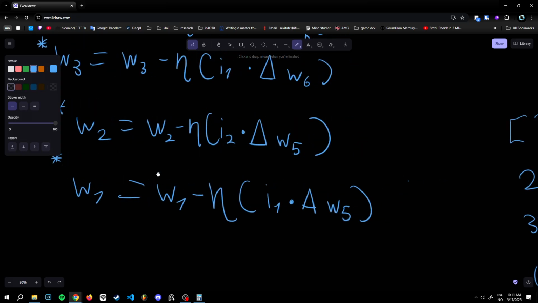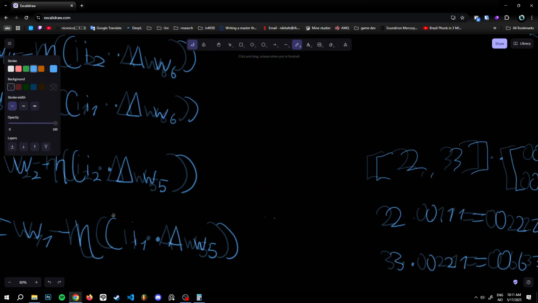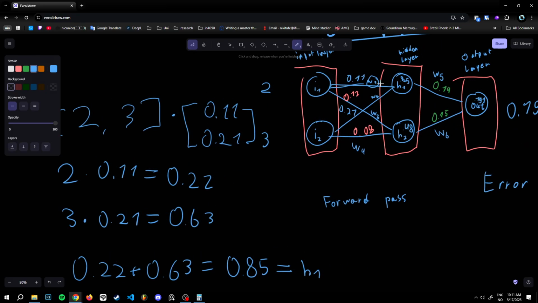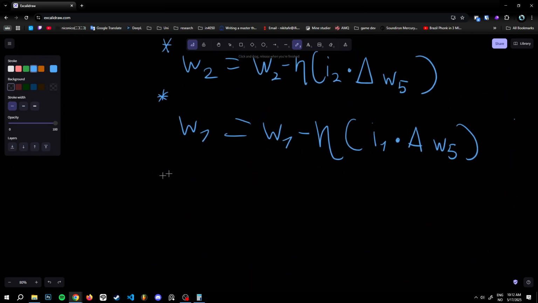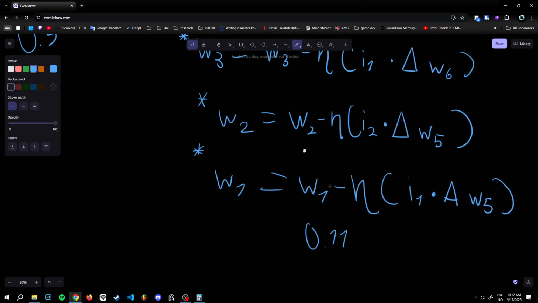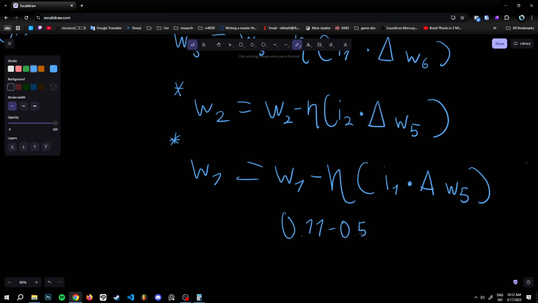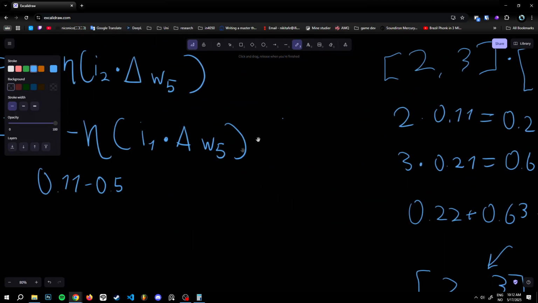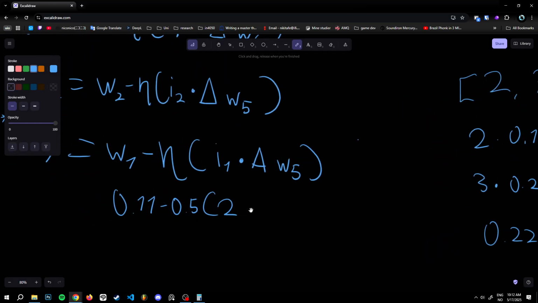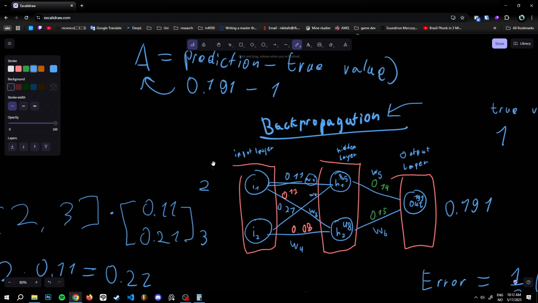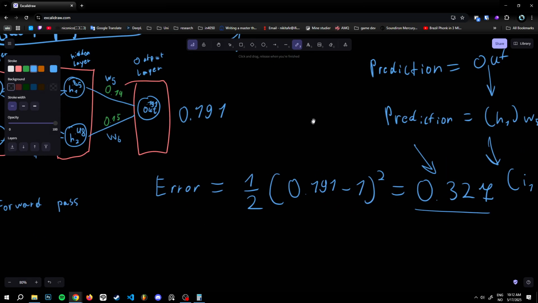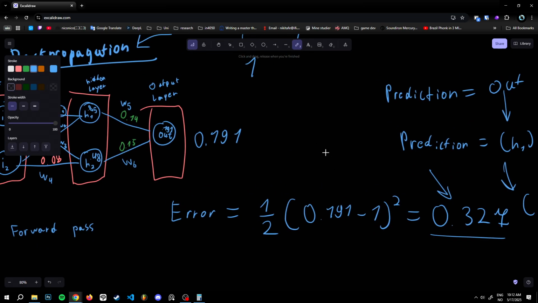instead of writing it out and putting in the values, let's see, weight 1 is 0.11. Our learning rate is minus 0.5. Our input value is 2. And then we need to multiply it by the predicted value minus the true value.